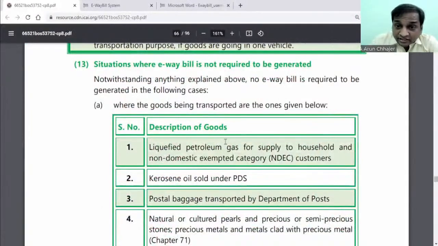Situations where an e-way bill is not required to be generated are very, very important. This is Rule 138, sub-rule 14. There are multiple clauses. First, when the goods being transported belong to the below categories.